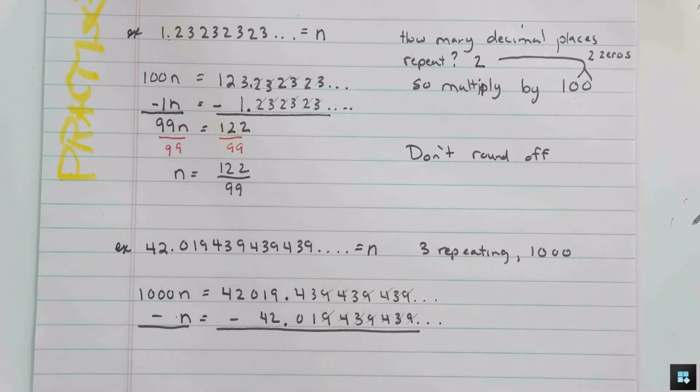Except up to here. When I come to the 3 and the 1, here you could take out your calculator if you want. 42,019.43 minus 42.01. Or you can do it by hand. I'm going to do it by hand and then check my work.